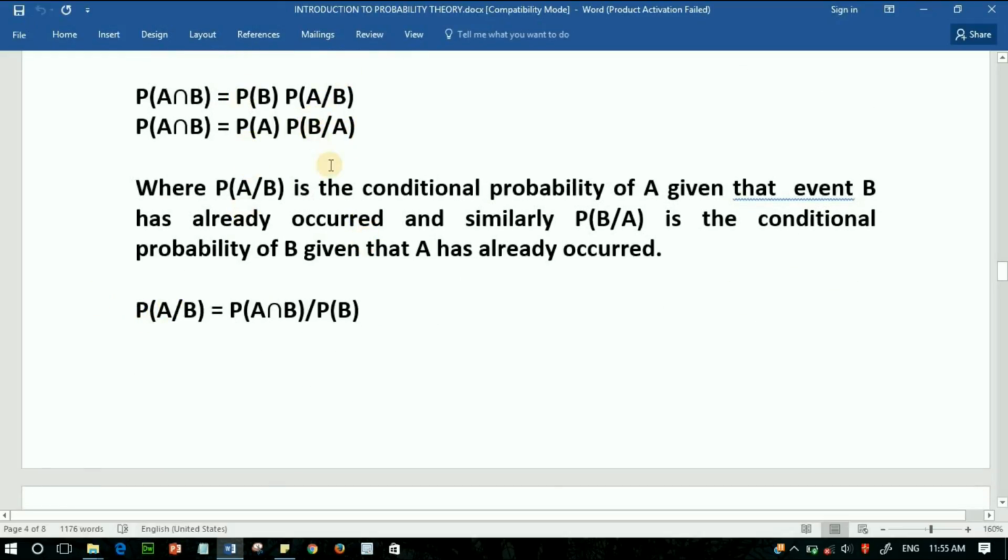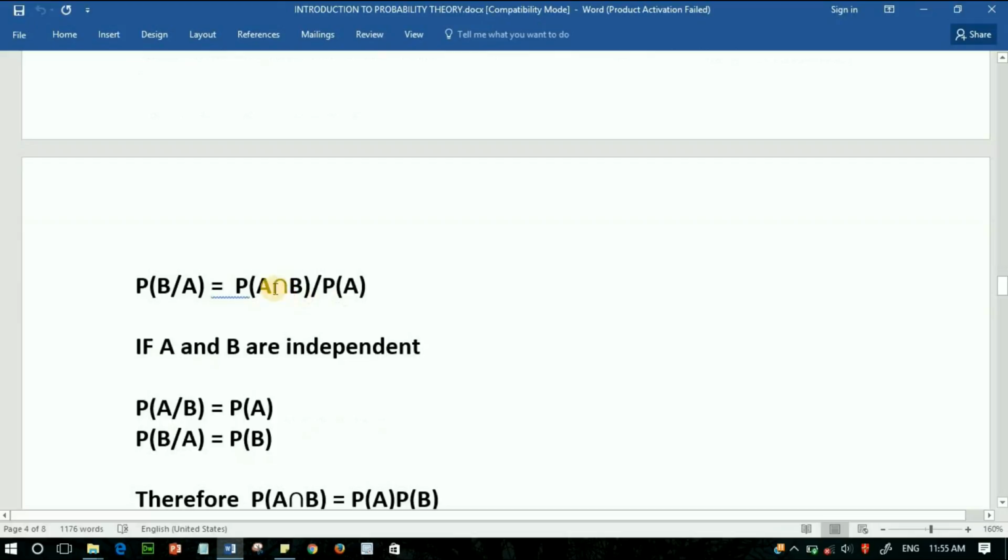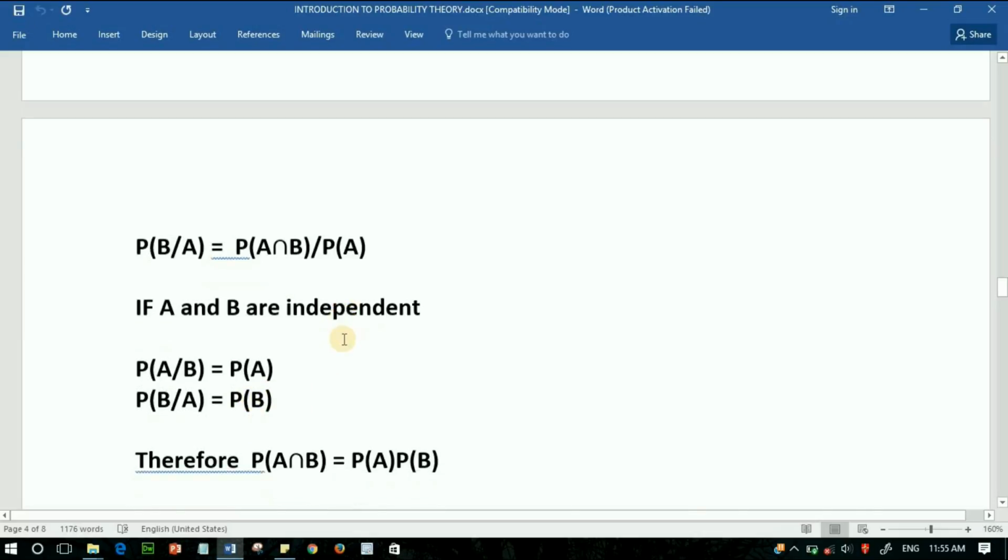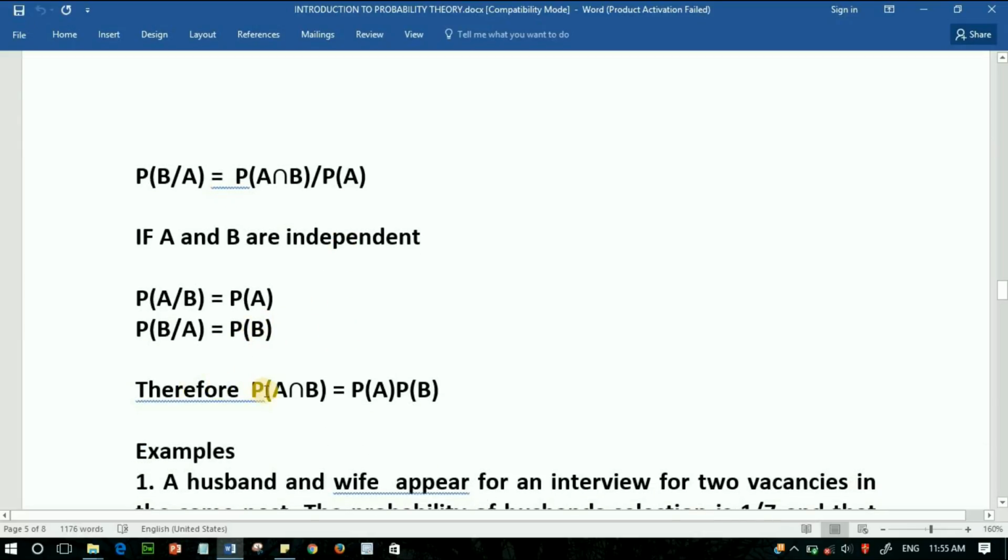And what is the probability of A given B? There is a formula for that. P(A|B) is equal to P(A intersection B) by P(B), and P(B|A) is equal to P(A intersection B) by P(A). So if A and B are independent, P(A|B) is the same as P(A), and P(B|A) is equal to P(B). Therefore, by the multiplication theorem, P(A intersection B) is equal to P(A) into P(B).